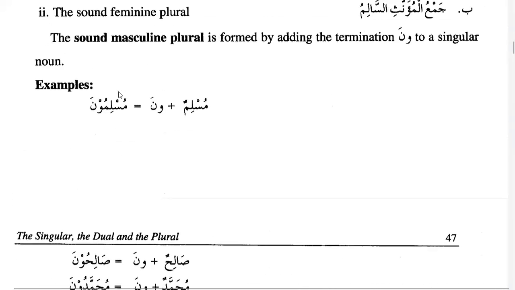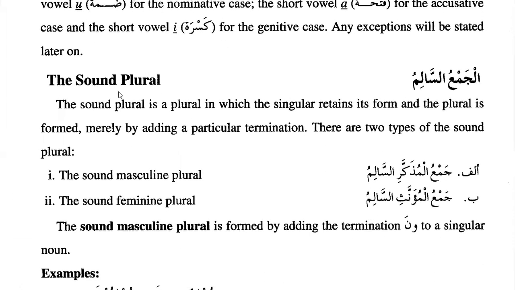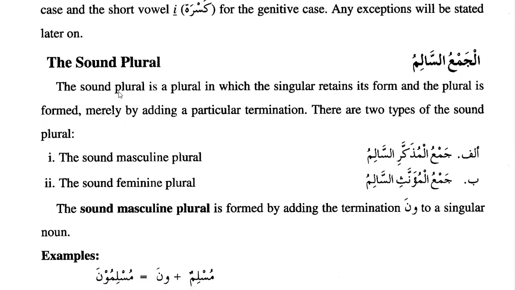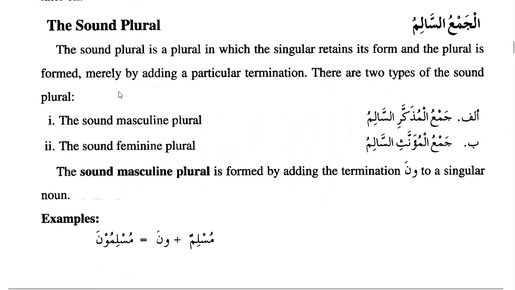So, what is Jamu Salim, Rahma? Jamu Salim is a plural in which the original form remains. Okay, in which the original form remains. What are the two types of Jamu Salim? We have Muzakkar Salim and Muannas Salim. Okay, and how can you convert a singular noun into Jamu Muzakkar Salim? You add waw and nun. By adding waw nun with fatha, yes, you can make it Jamu Muzakkar Salim, okay?